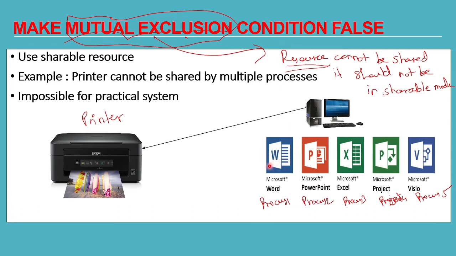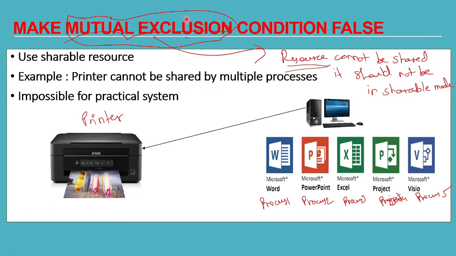Even if you have given all 5 for printing, it will only print one process's data at a time. Suppose you have given the command for all 5: first it will finish Word, then it will go to PowerPoint, then it will print the Excel, then after completing Excel, Microsoft Project, and then Microsoft Visio. It won't be shared. One will be completed first, and only then will it print the data of the next process. So the printer cannot be shared.